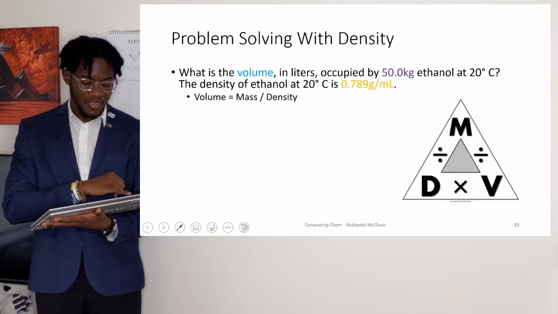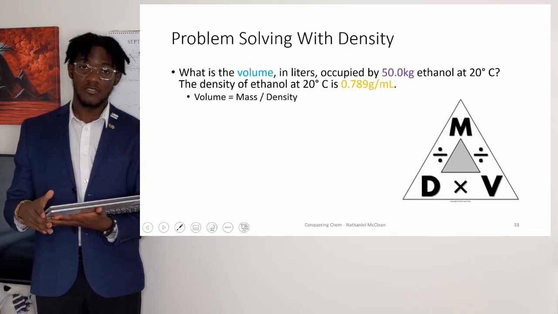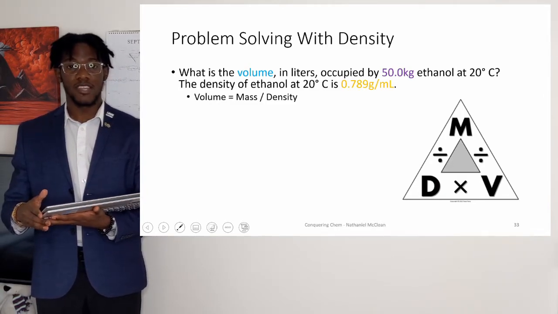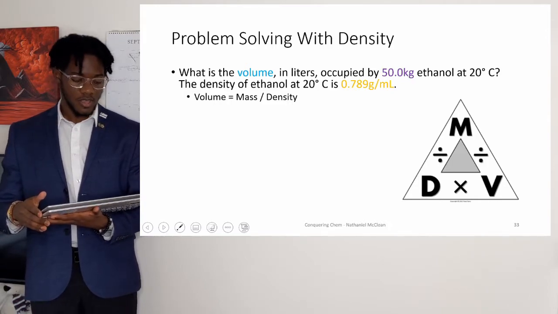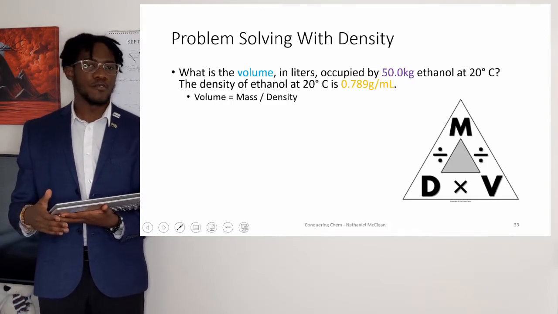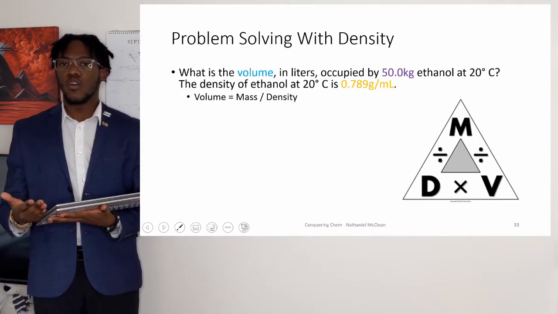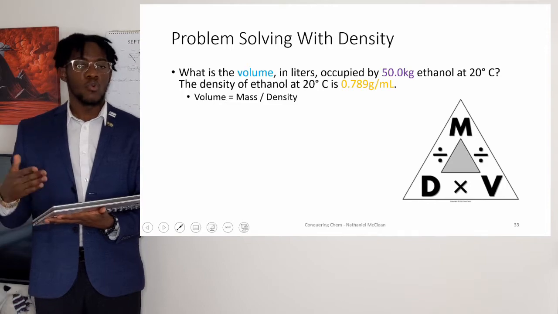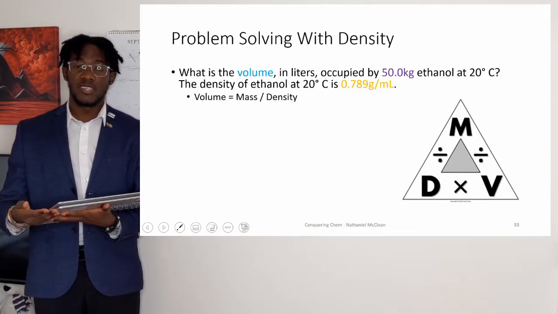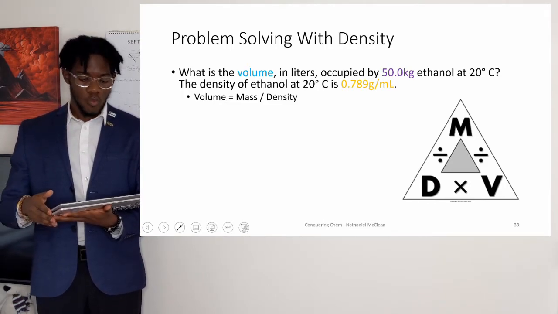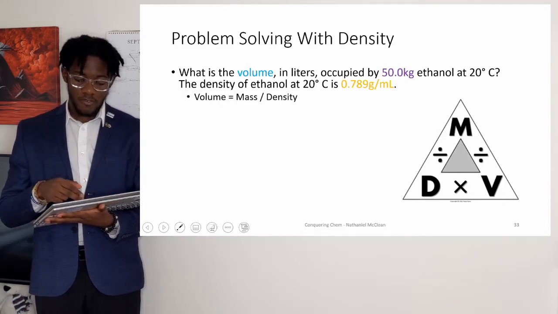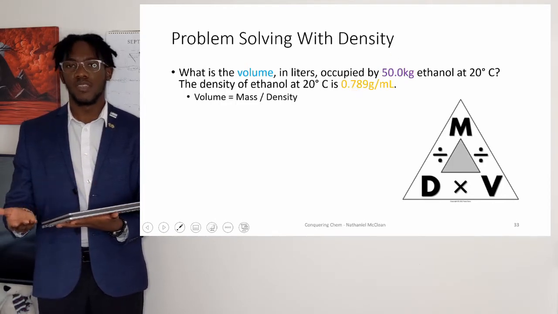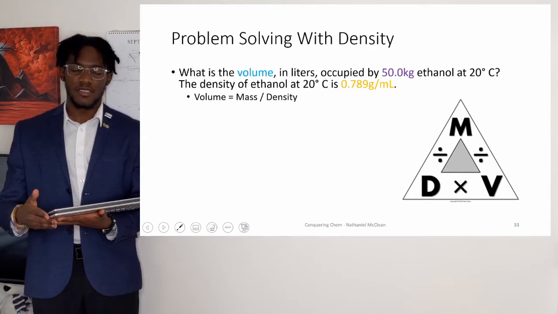And what we know is that the density of ethanol at 20 degrees Celsius is 0.789 grams per milliliter. So going on again from the 4 questions we ask ourselves, what are we looking for? Well, this question states it clearly. We're looking for volume. What do we need to calculate volume? Well, we need a density and a mass. What was given? Well, here we are given both the mass and the density. So lucky us, we don't need to try to figure anything out.